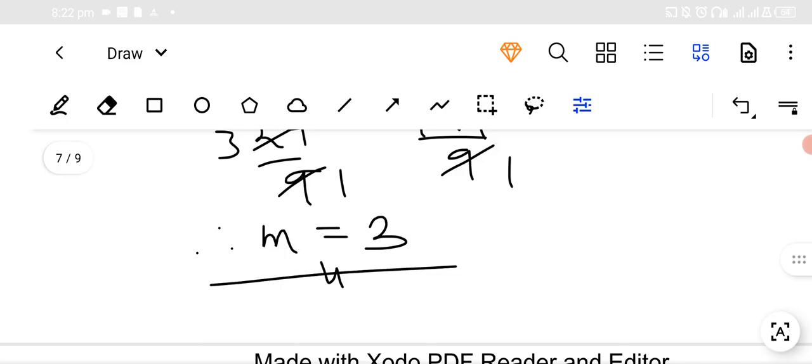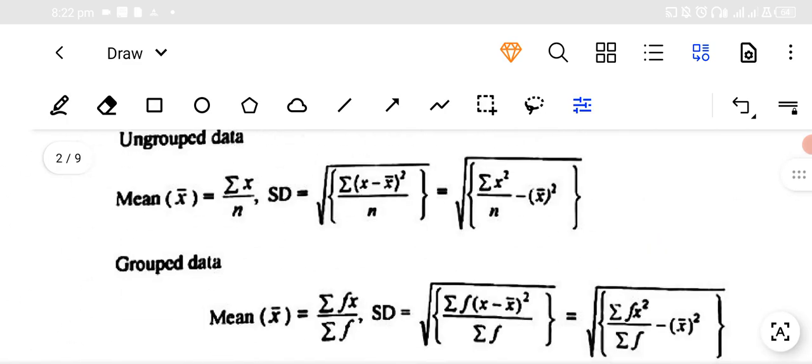Simple as that. And then the next question, so I've answered question 4a.